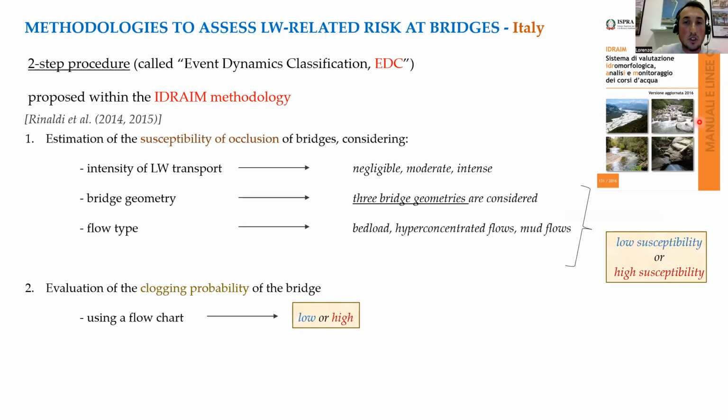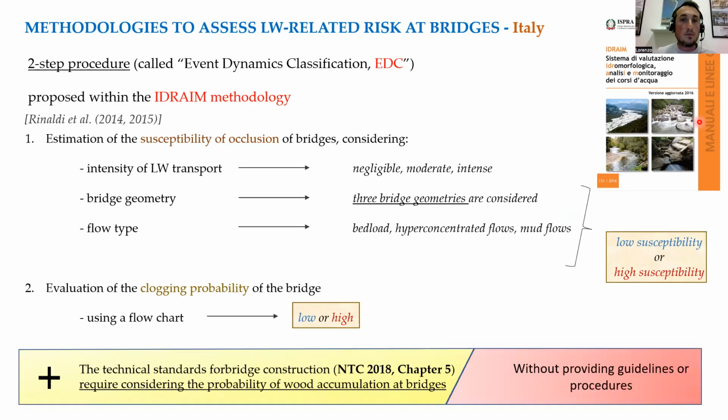So the bridge geometry, the presence or not in the past of accumulation, and so on. And also in this case, as for the US, we have the definition of a low susceptibility or high susceptibility. And then the second phase is the evaluation of the clogging probability that is made by only following a flow chart. So no calculation in this case.